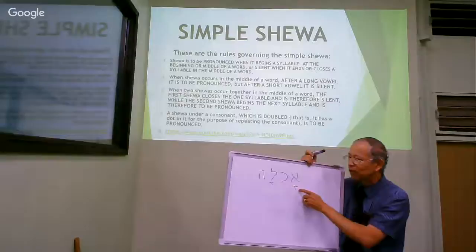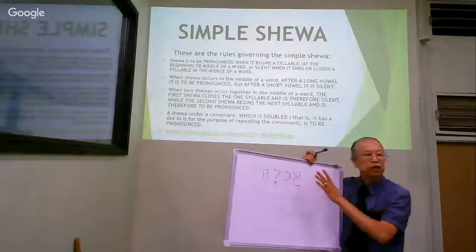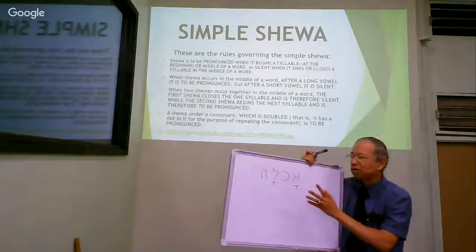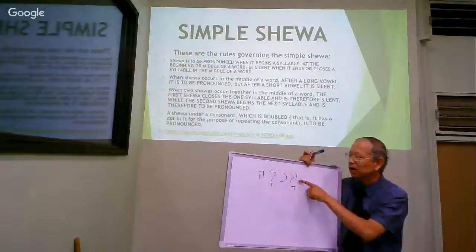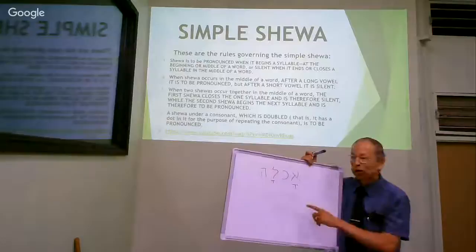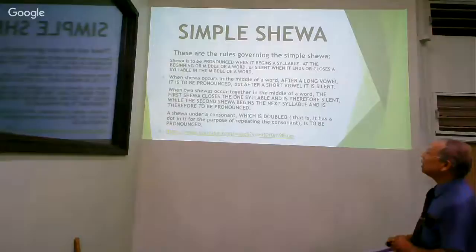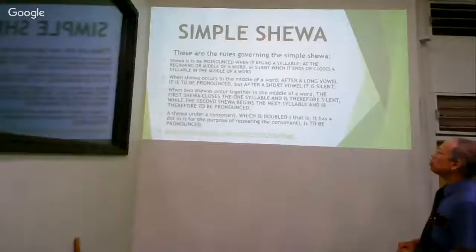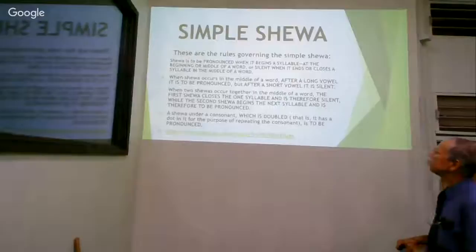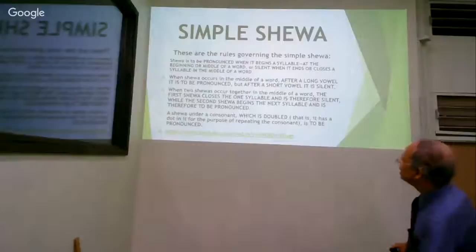Again, it is to be pronounced when it is in an open syllable, like Shemuel, S-H-E, the E is the Shewa. But when it's in a closed syllable, consisting of a consonant, a vowel, and another consonant, it is not to be pronounced. So that's rule number one. Shewa is to be pronounced when it begins a syllable, at the beginning or middle of a word, or silent when it ends or closes a syllable in the middle of a word. Okay, number two. When Shewa occurs in the middle of a word, after a long vowel, it is to be pronounced. Let me deal with that so you can understand better.